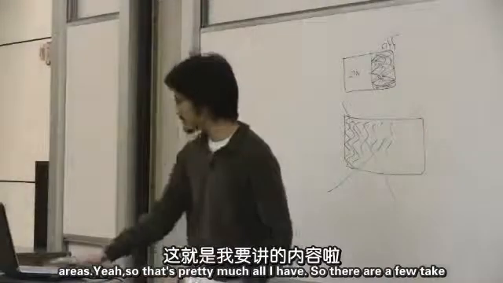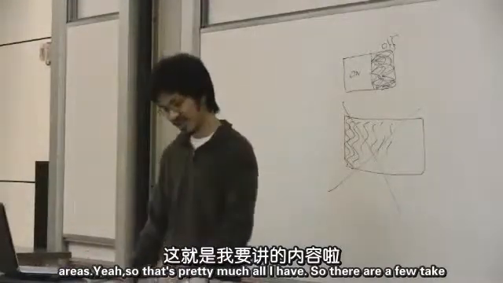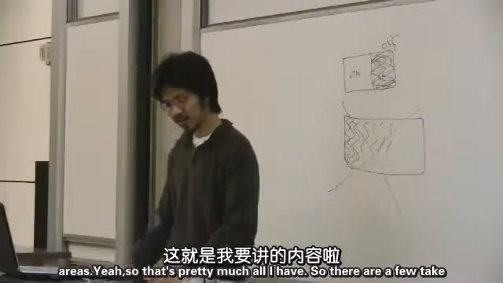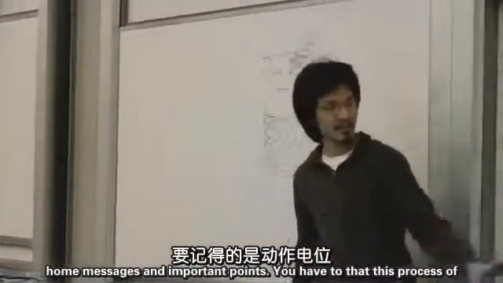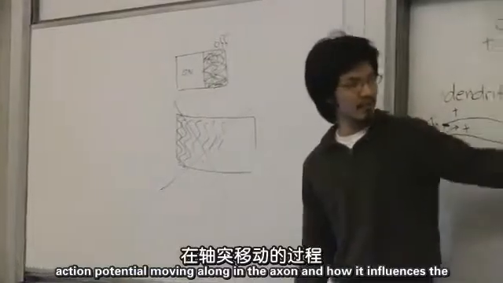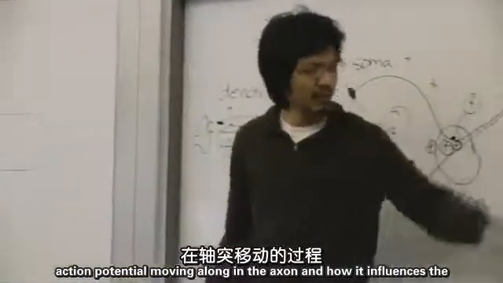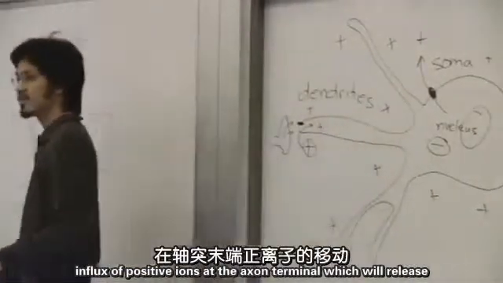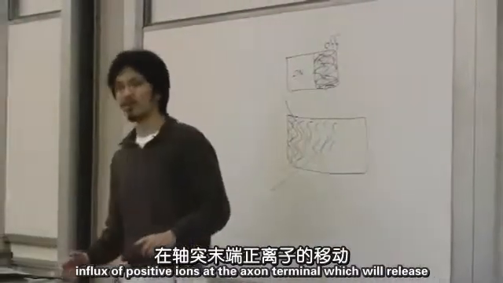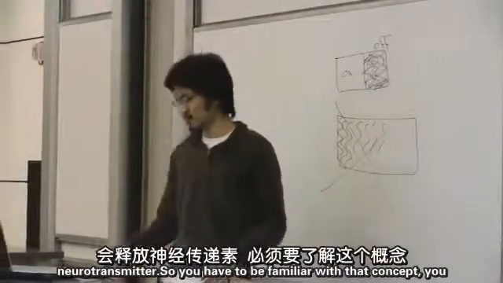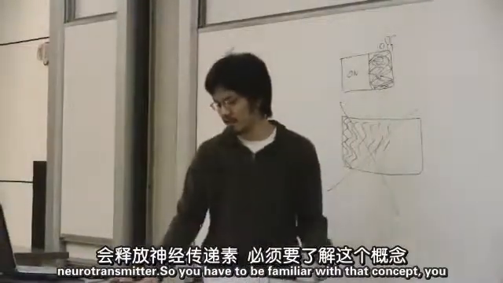Yeah, so that's pretty much all I have. There are a few take-home messages and important points. You have to know the process of the action potential moving along the axon, and how it influences the influx of positive ions at the axon terminal, which will release neurotransmitter. So you have to be familiar with that concept.